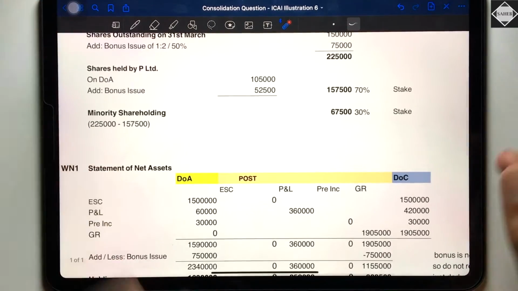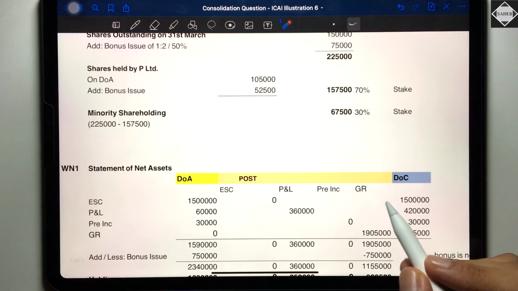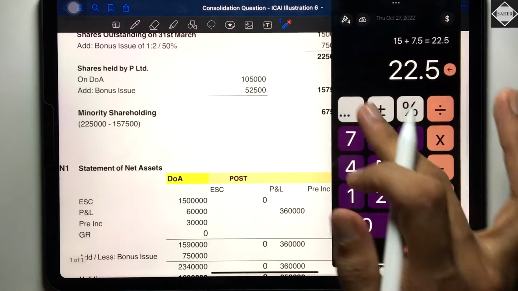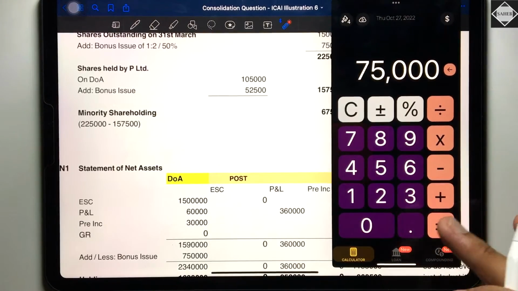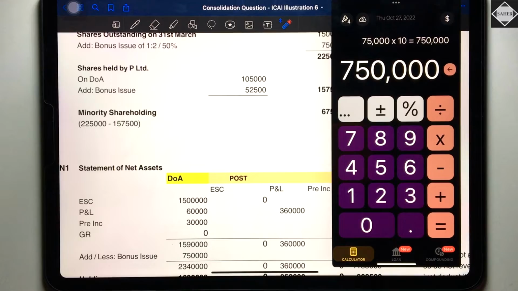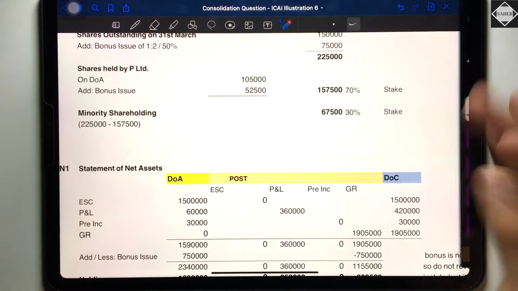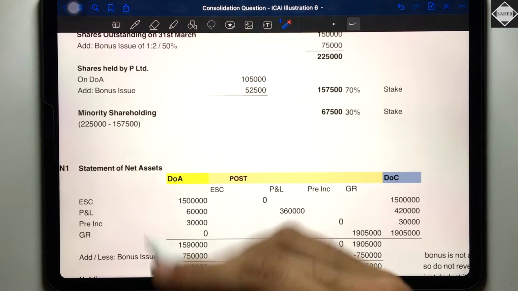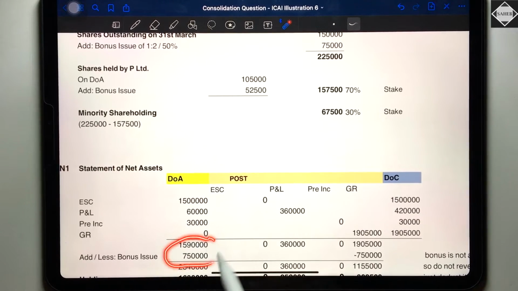So see how will we do this? It's really simple. Which reserve you will decrease? You have to decrease the general reserve, post general reserve. By how much? By the value of bonus. 75,000 bonus shares were issued, into the face value, that's equal to 10. So that's 7,50,000. So 7,50,000 you have to subtract from the GR, you can see over here, and then you have to add back to the pre-equity. I mean, you have to add back to the pre-acquisition net asset. See here, 7,50,000 you are adding over here. Is it clear? 7,50,000 subtracted from the GR and added back in the pre-acquisition net assets.